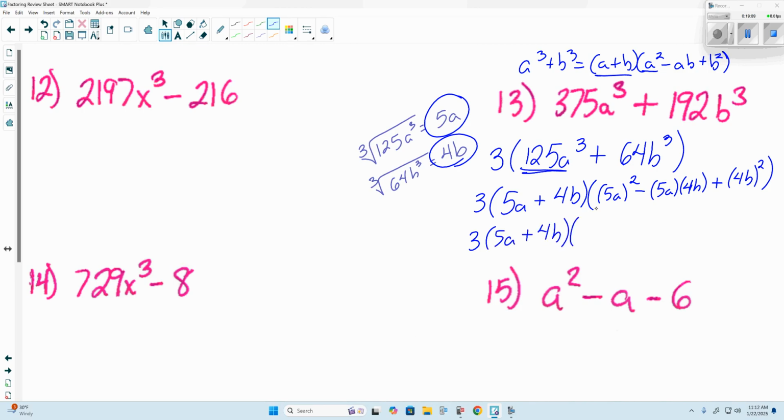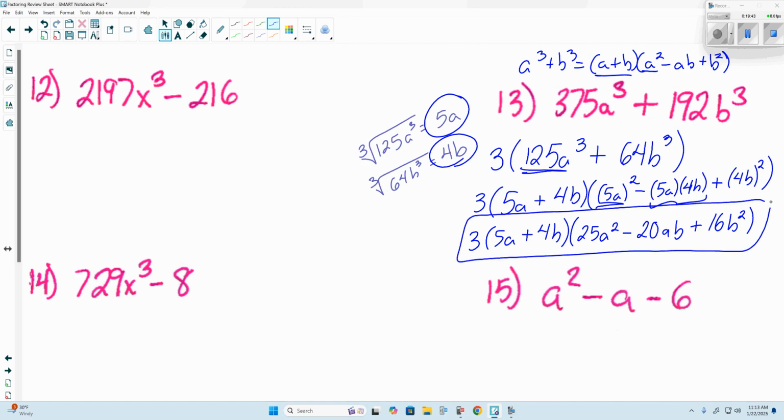Our first term, A squared, is 5A times 5A. 5 squared is 25, A squared is A squared, because we're squaring that first term, 5A squared. So we get 25A squared. In the middle, the 5A times 4B, 5 times 4 is 20AB. Plus our B squared, our 4B squared. 4 squared is 16, B squared is B squared.